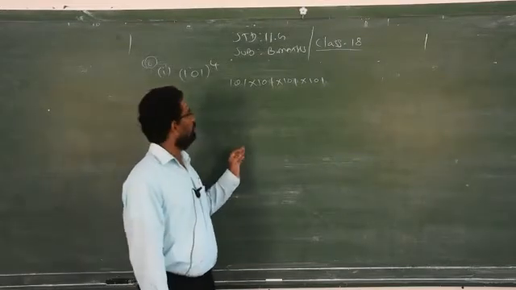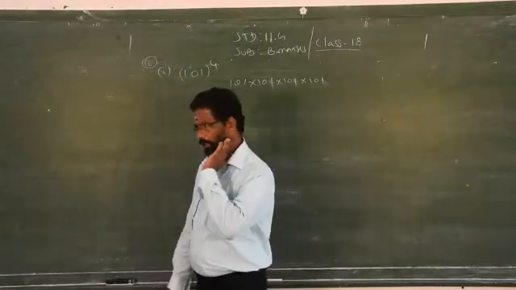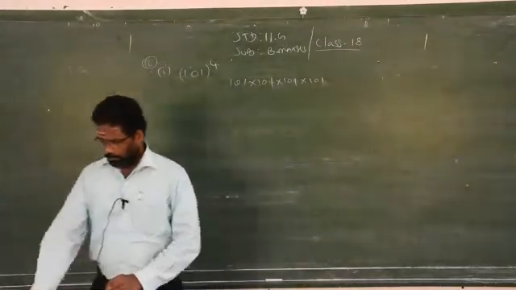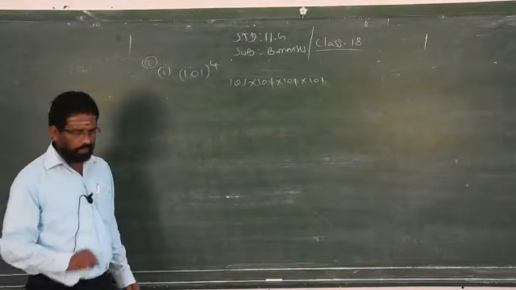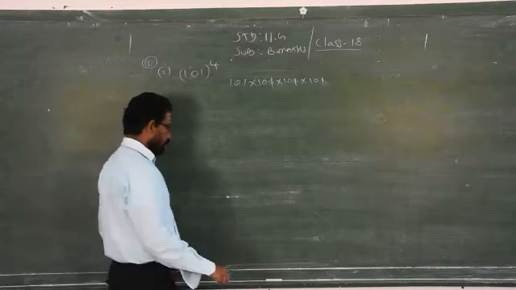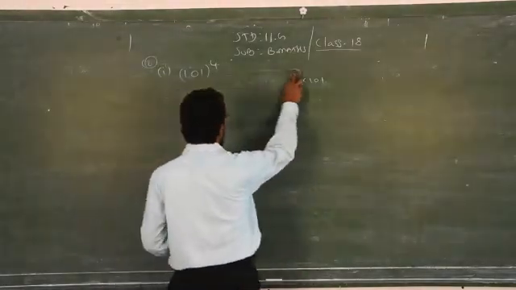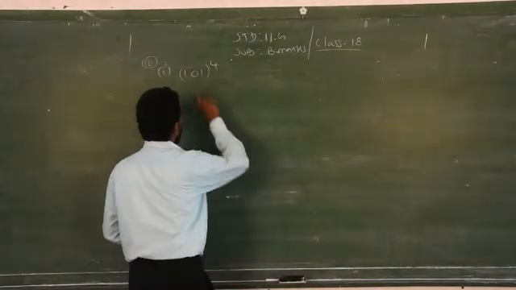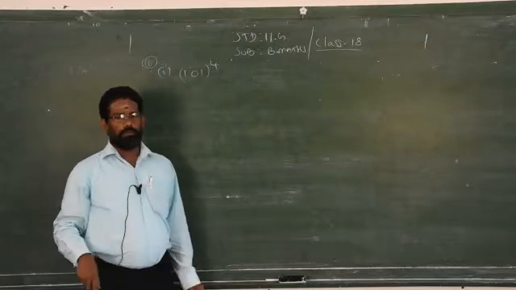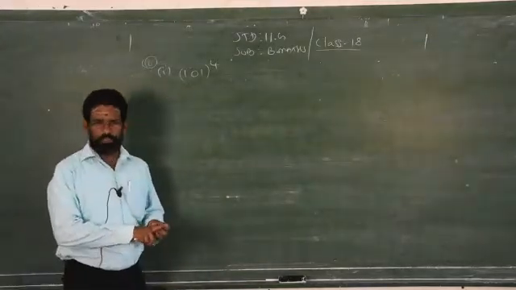If you do the calculations in the normal method like this, then you are not awarded marks during the correction time. You have to use only the binomial theorem, because it is mentioned in the question itself very clearly: using the binomial theorem, evaluate 101 to the power of 4. Clear? So now you have to remember the formula.